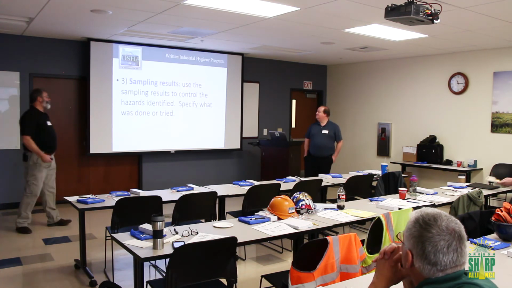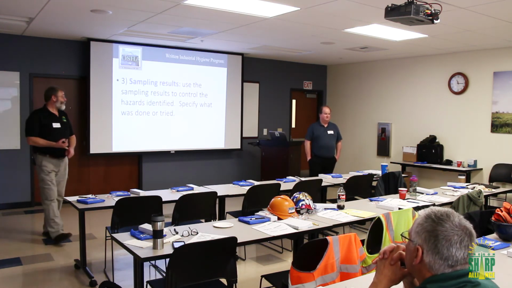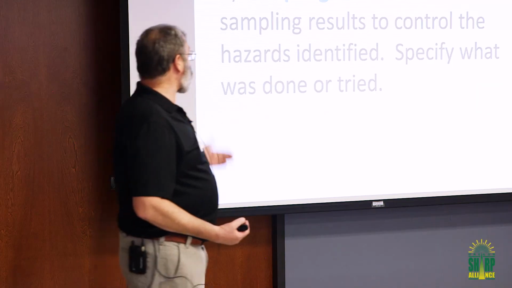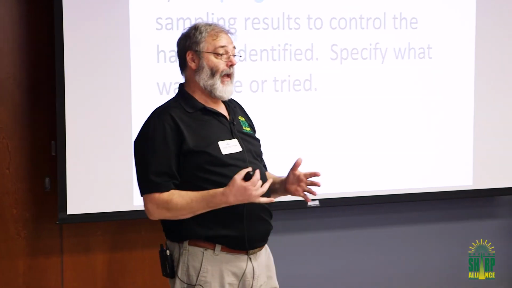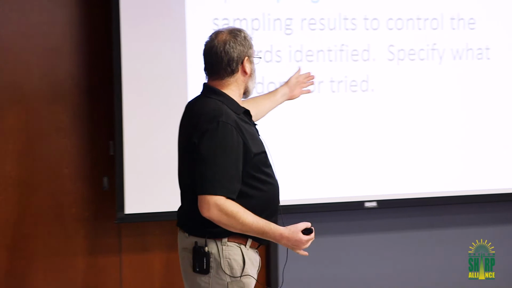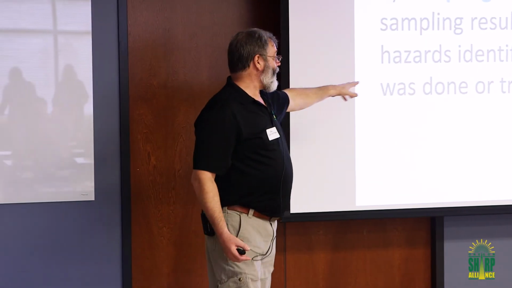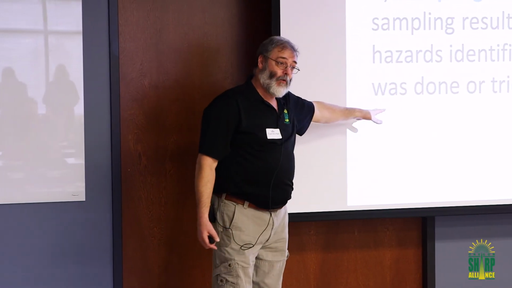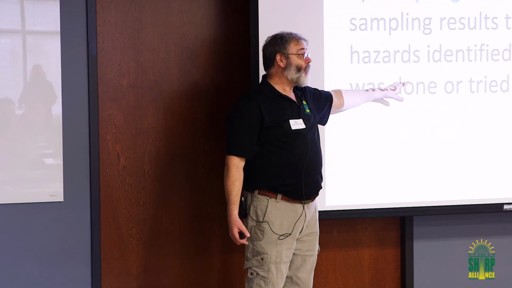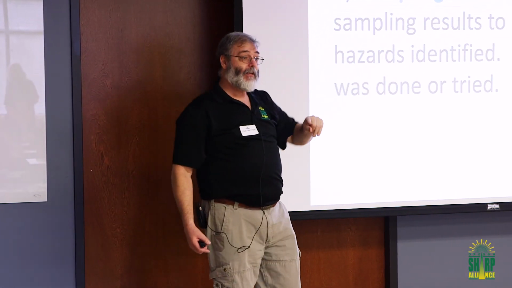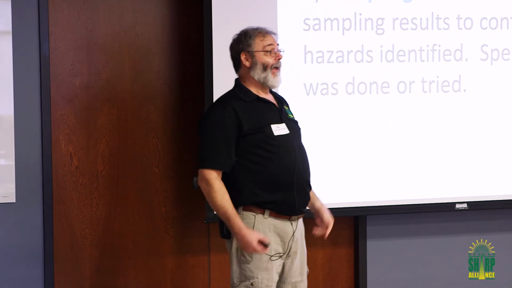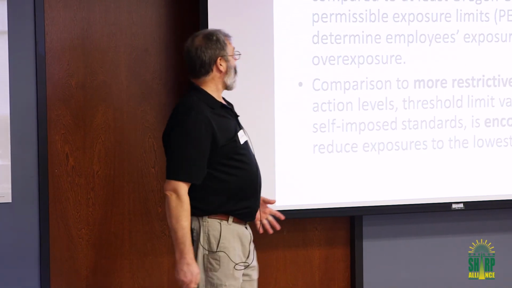Okay, so sampling results. After you get the samples back, it's vital that we use these results to control the hazards that we found. And then in our program, we need to write down what we did, how well it worked, or how well it didn't work, and what we did next. Continuous, ongoing. Again, it's not a one and done thing.